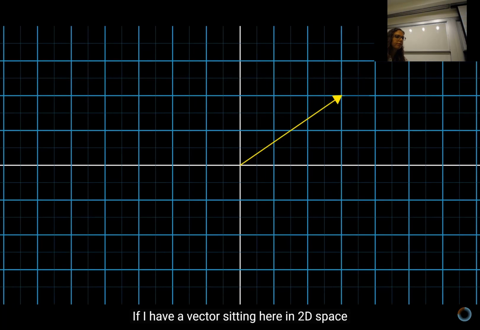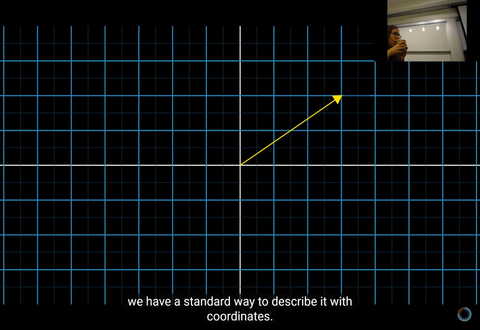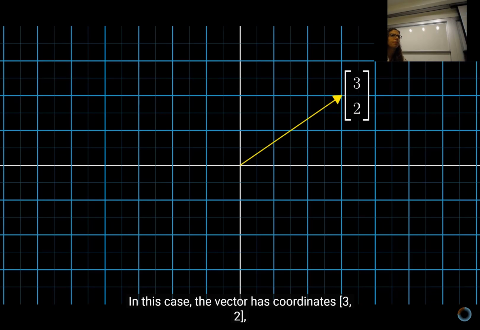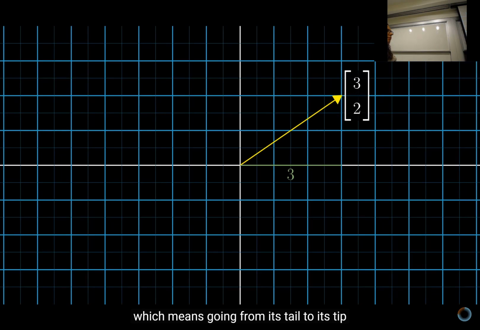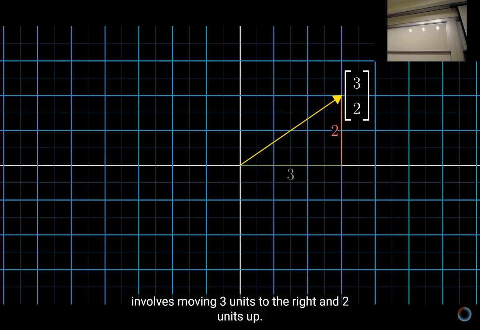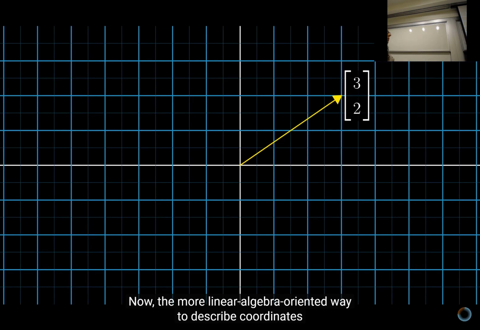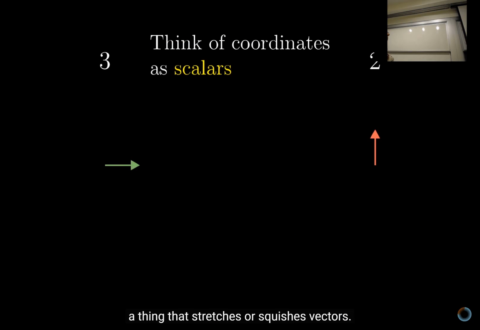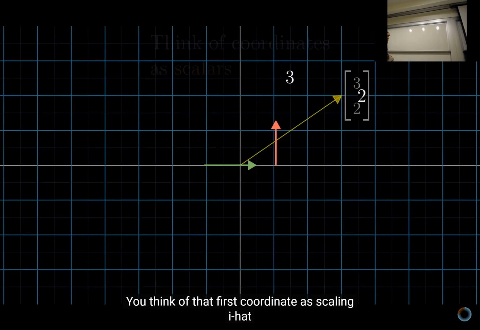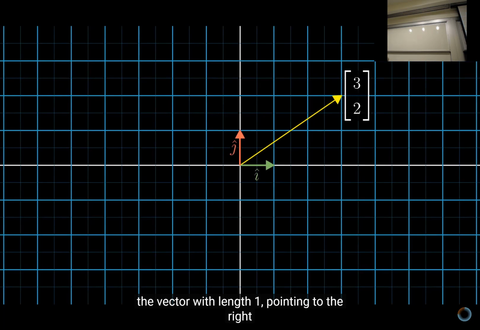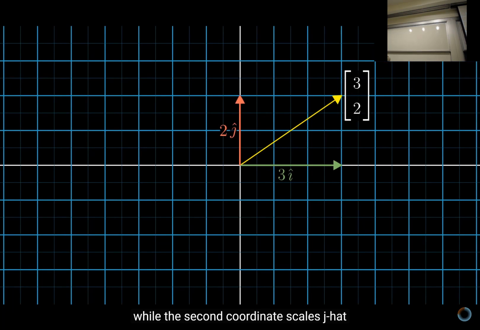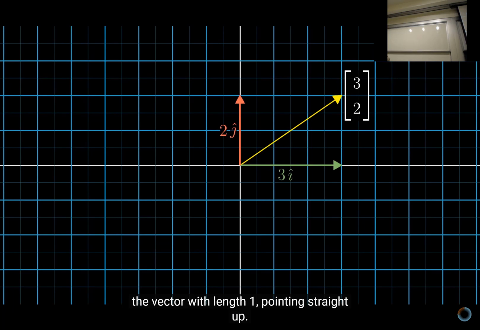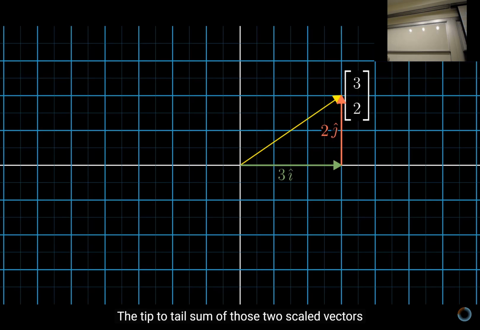If I have a vector sitting here in 2D space, we have a standard way to describe it with coordinates. In this case, the vector has coordinates 3, 2, which means going from its tail to its tip involves moving 3 units to the right and 2 units up. Now, the more linear algebra-oriented way to describe coordinates is to think of each of these numbers as a scalar, a thing that stretches or squishes vectors. You think of that first coordinate as scaling i hat, the vector with length 1 pointing to the right, while the second coordinate scales j hat, the vector with length 1 pointing straight up. The tip-to-tail sum of those two scaled vectors is what the coordinates are meant to describe.